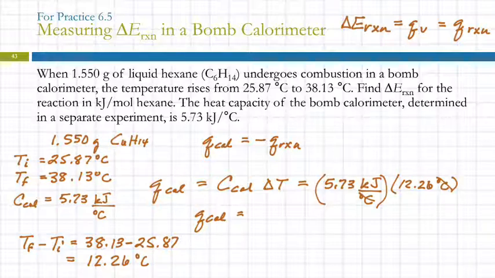And checking out significant figures, this temperature difference had 4 sig figs. This has 3. That's what's going to limit things. And as is so often the case, it limits it to 3 sig figs. The unit there would be kilojoules.